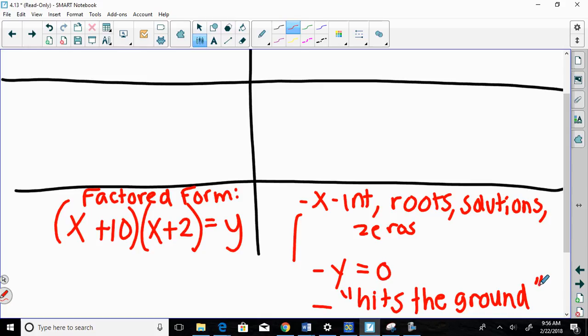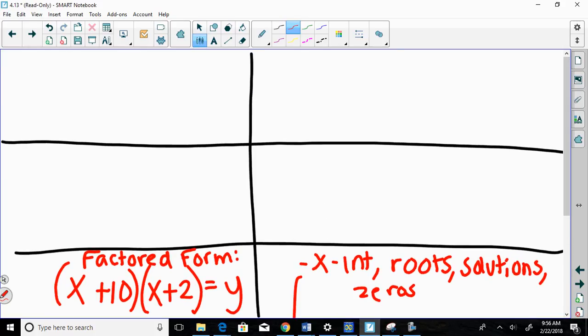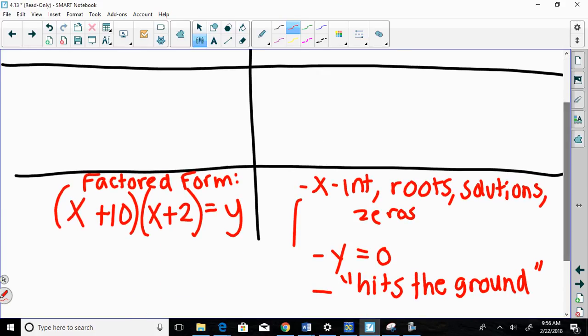It should all be right here at the bottom, so make sure you write all that down. Does everyone have this down? All right, I'm going to go to the first one now, which is standard form. You can still see it right here: hits the ground, x-intercepts, roots, solutions. Whenever they're asking for that, it's best to use factored form, because remember, it's always the opposite of what's in here. So what would your two x-intercepts be? Negative 10 and negative 2.